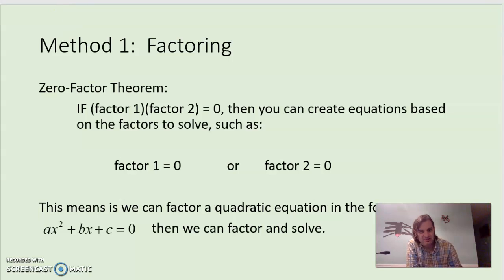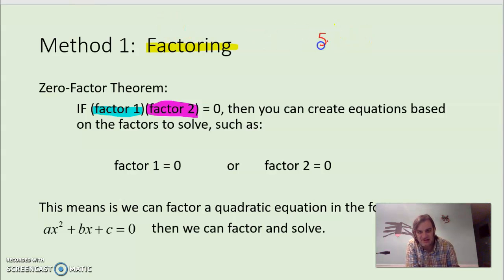So in this video, I want to focus on method 1 that I gave you, which is factoring. And in here, we're going to talk about the zero factor theorem, which says if we have two things multiplied together, factor 1 and factor 2, and if those two things are multiplied together to give us 0, let's ask ourselves that question.